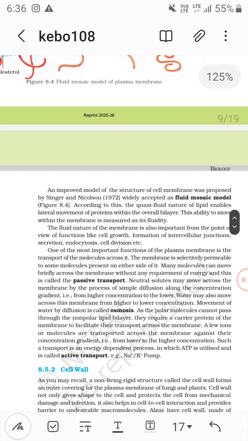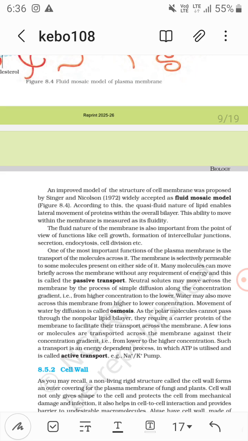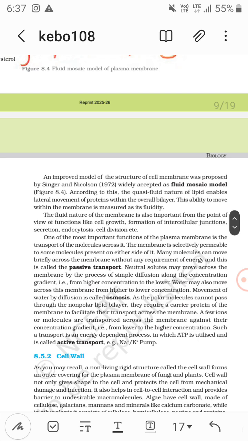An improved model of the structure of the cell membrane was proposed by Singer and Nicolson in 1972, widely accepted as the fluid mosaic model. According to this, the nature of the lipid is quasi-fluid. It enables the lateral movement of proteins within the overall bilayer. This ability to move within the membrane is termed its fluidity. So the bilayer lipid has the fluidity that makes proteins move laterally.